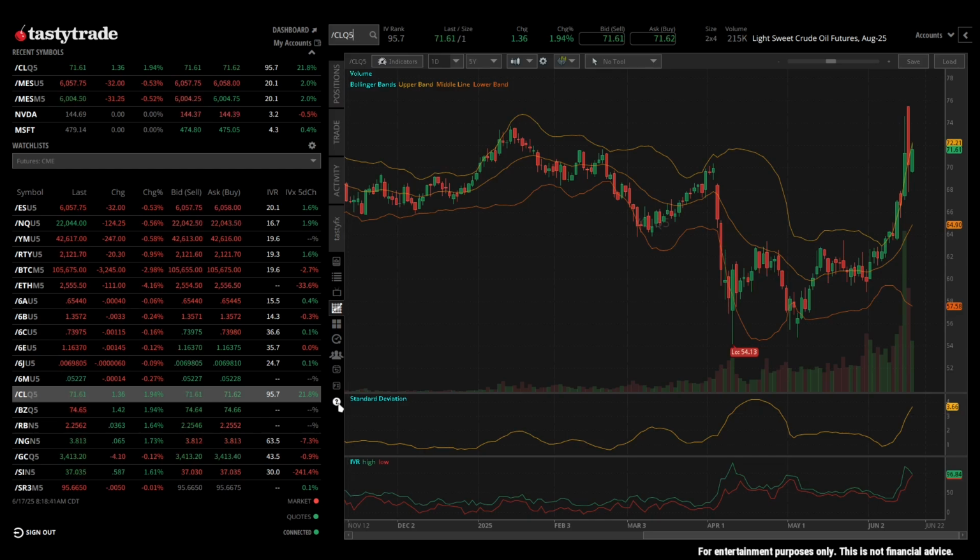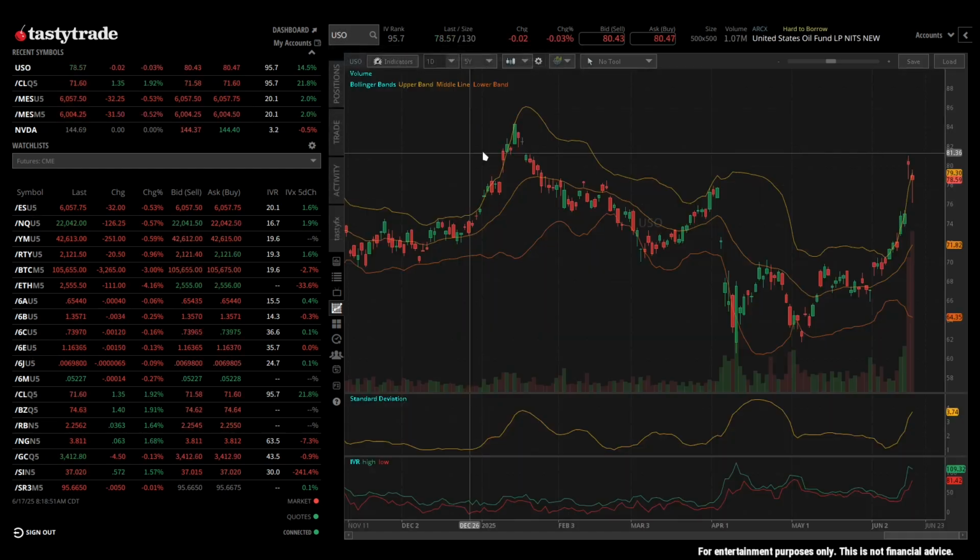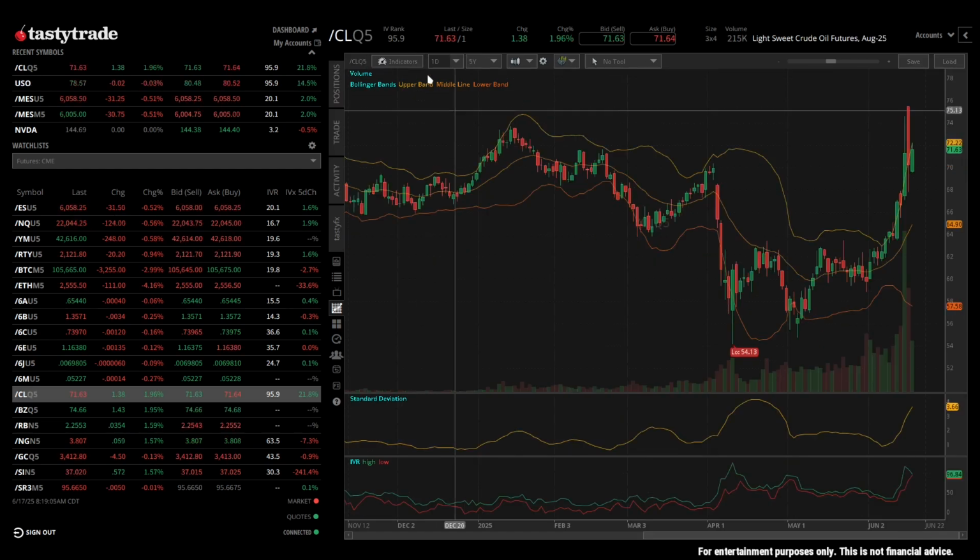So what they do is anything that has an ETF equivalent, which crude oil does. USO is essentially the ETF form of the crude oil futures. It has an IV rank of 95.7, so /CL is going to be assigned that exact same IV rank. You can see that's how Tasty handles that.